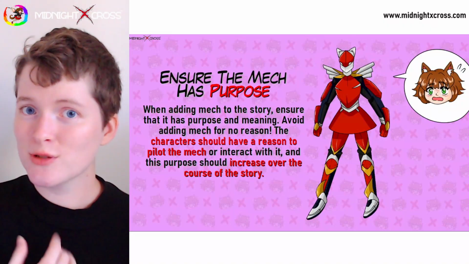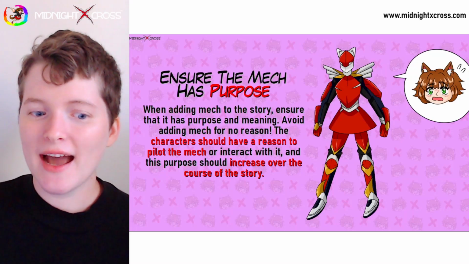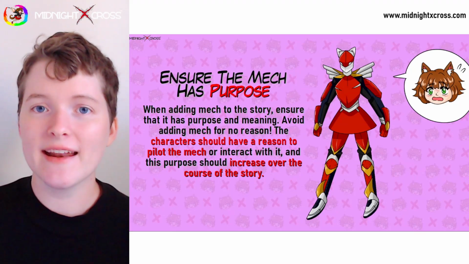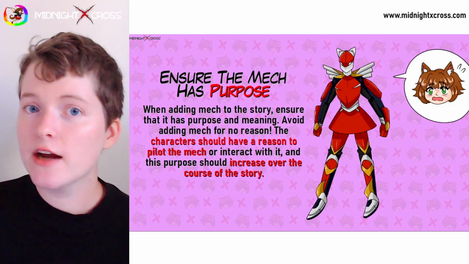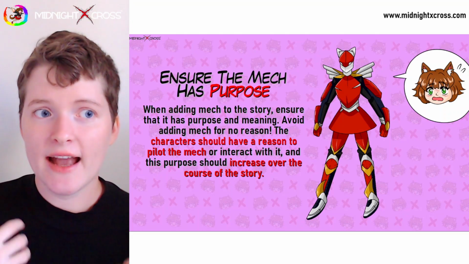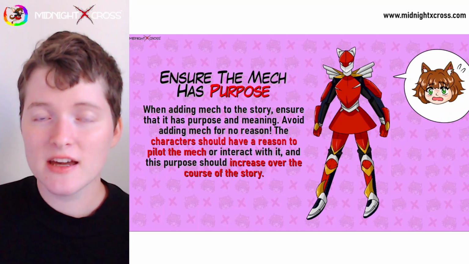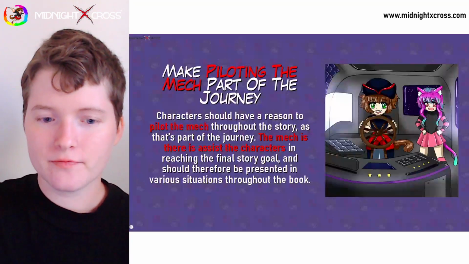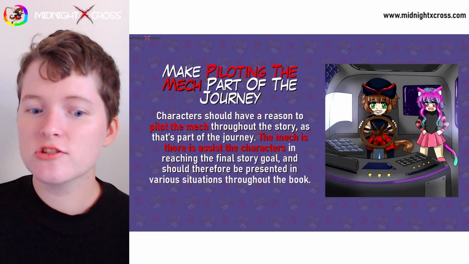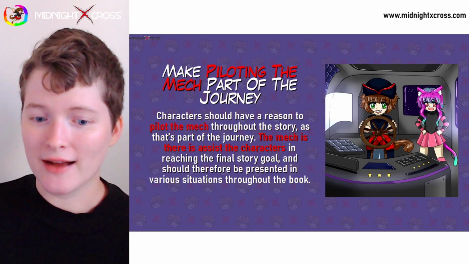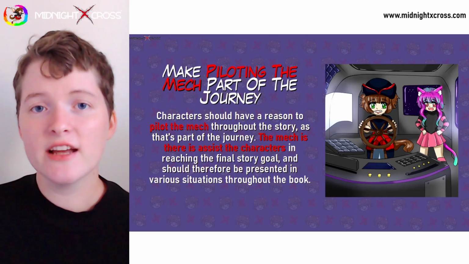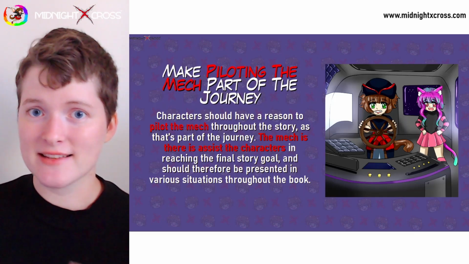So first of all, you want to ensure that the mech has a purpose. When adding mech to the story, ensure that it actually has a purpose in being in the story. Avoid adding mech for no reason. The characters should have a reason to pilot the mech or interact with it, and this purpose and the importance of them piloting the mech should increase throughout the story. You also want to make piloting the mech part of the character's journey. Characters should have a reason to pilot the mech throughout the story. The mech is there to assist the characters in reaching the final story goal and should therefore be presented in various ways throughout the book.